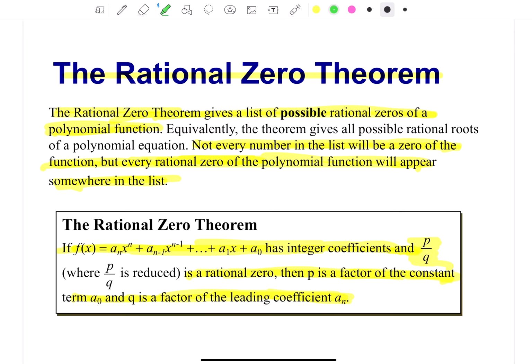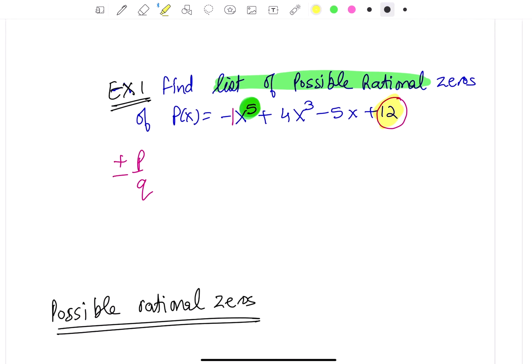Rational zero theorem. The rational zero theorem gives us a list of possible rational zeros of a polynomial function. Not every number in the list will be a zero of the polynomial, but every rational zero of the polynomial will appear in that list. So the rational zero theorem says if we have a given polynomial, then all the possible rational zeros are in the form of p over q, where p is a factor of the constant term and q is a factor of the leading term. Let's see some examples.